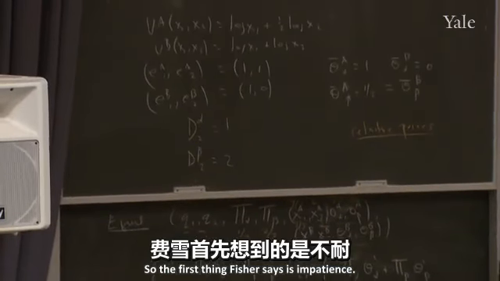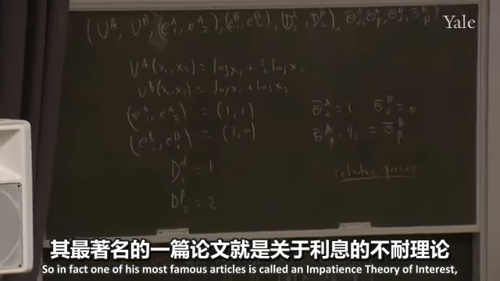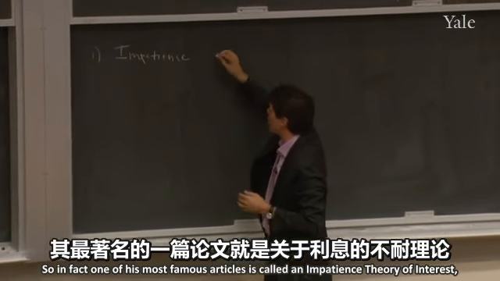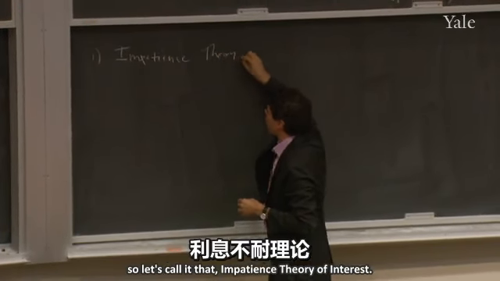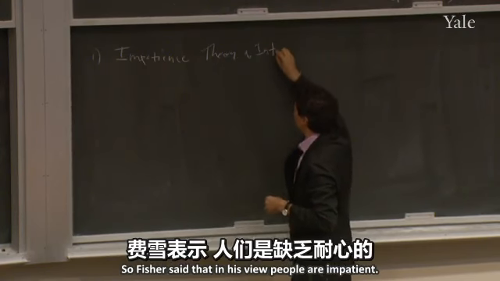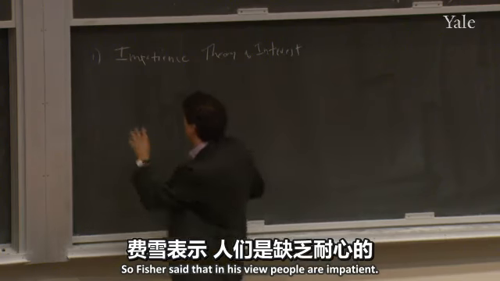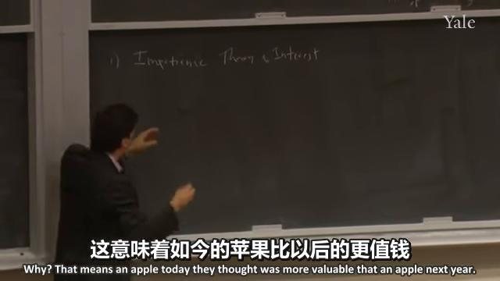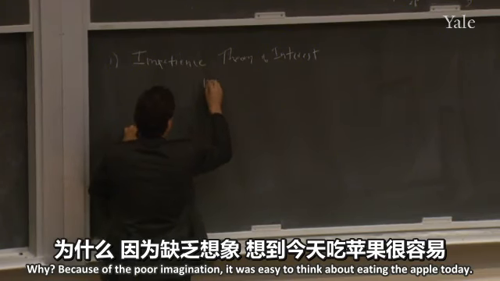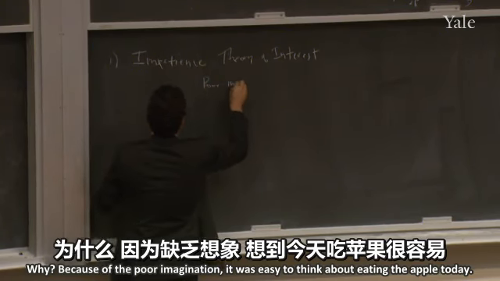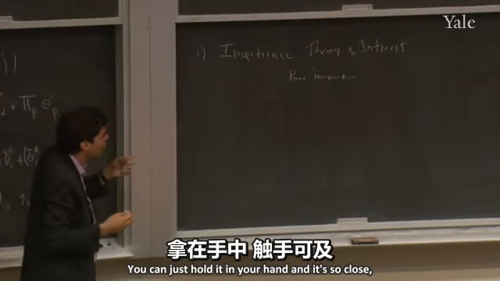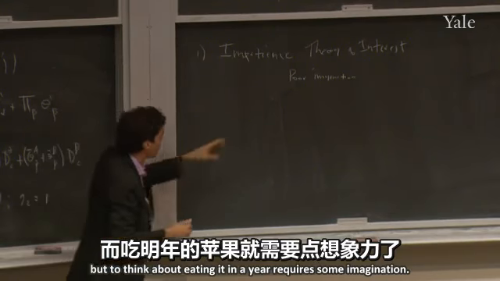The first thing Fisher says is impatience. In fact, one of his most famous articles is called An Impatience Theory of Interest. Fisher said that in his view, people are impatient. That means an apple today is more valuable than an apple next year. Why? Because of poor imagination. It was easy to think about eating the apple today. You can just hold it in your hand and it's so close. But to think about eating it in a year requires some imagination.